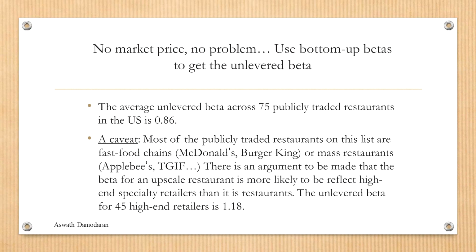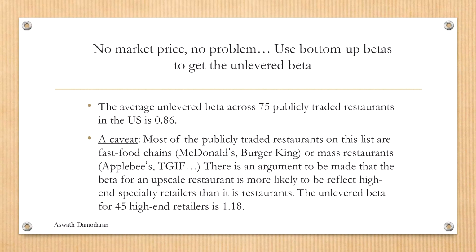There's no market price. I mean, you cannot do a regression to get a beta, right? But we can use the bottom-up approach to see what is a comparable beta for upscale restaurants tradable on the markets. So here you look at a benchmark. The benchmark could be publicly traded restaurants in the U.S. You look at about 75 publicly traded restaurants in the U.S., and you find that the average unlevered beta is 0.86.